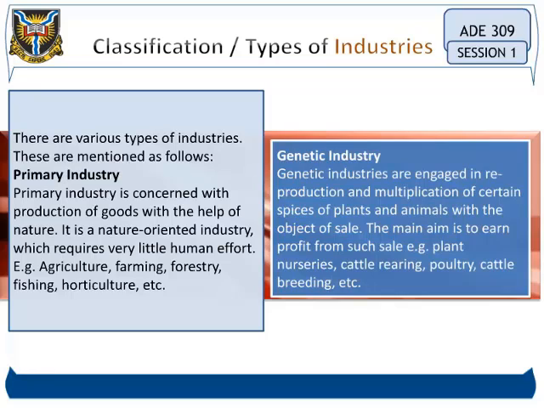Genetic industry. Genetic industries are engaged in reproduction and multiplication of certain species of plant and animals with the object of sale. The main aim is to earn profit from such sale, e.g., plant nurseries, cattle rearing, poultry, cattle breeding, etc.